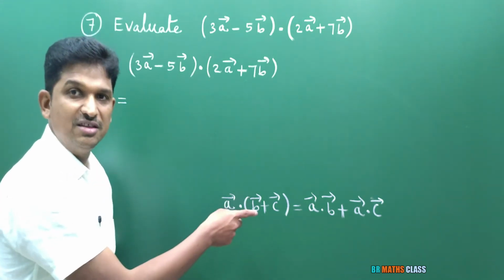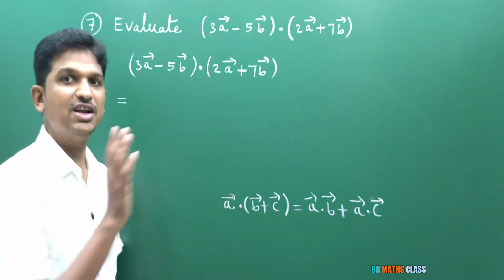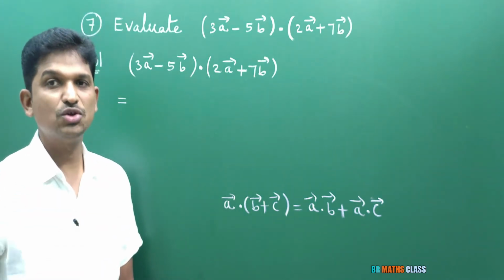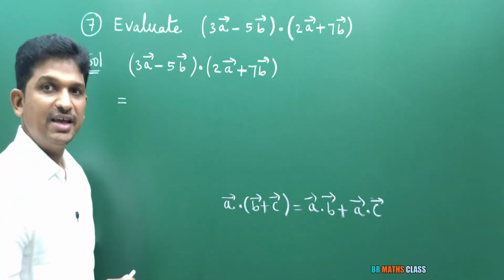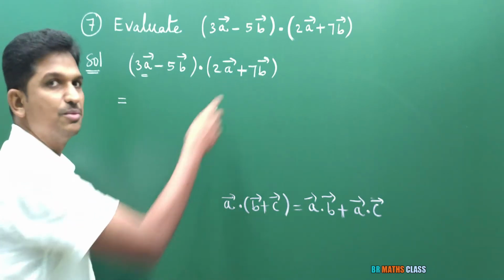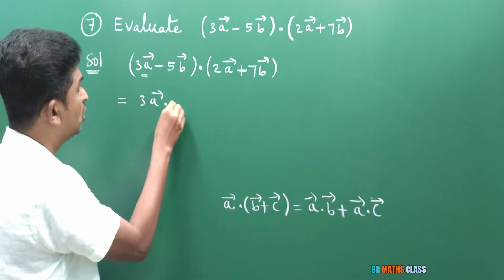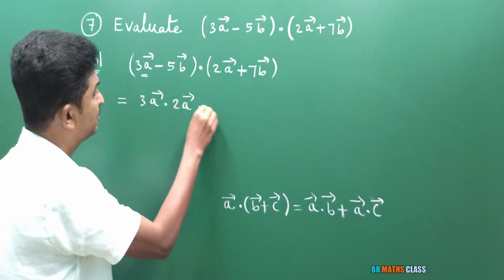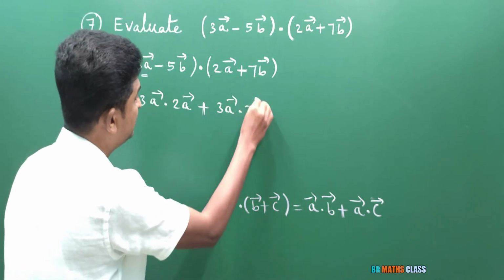If I explain by this method, you may get confused. So the simple thing is, you just do it like a normal multiplication, but actually it is not normal multiplication. We are doing the dot product of these two vectors. Take the first term of this vector and multiply with both the terms of the other vector. What you will get is 3A bar dot 2A bar plus 3A bar dot 7B bar.